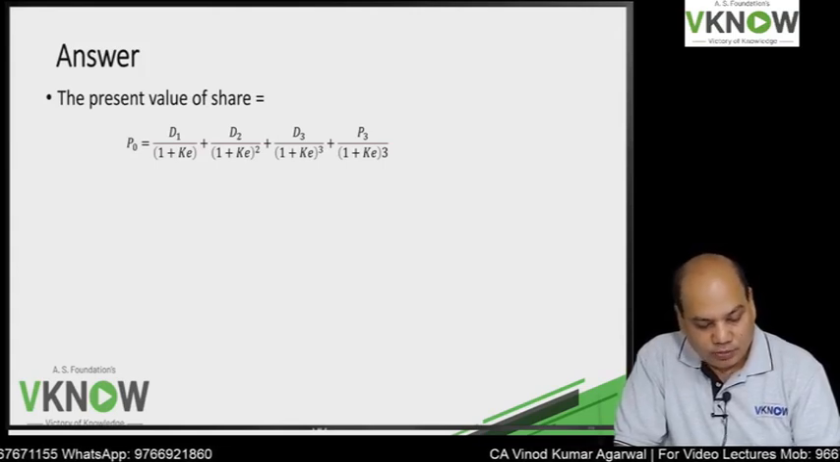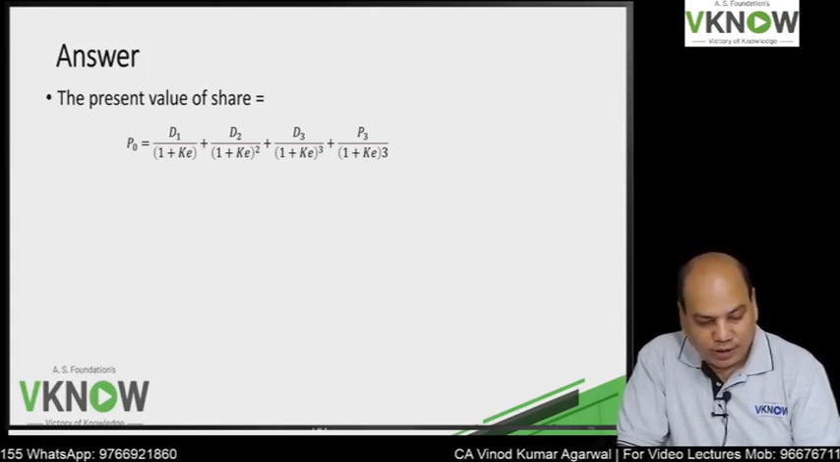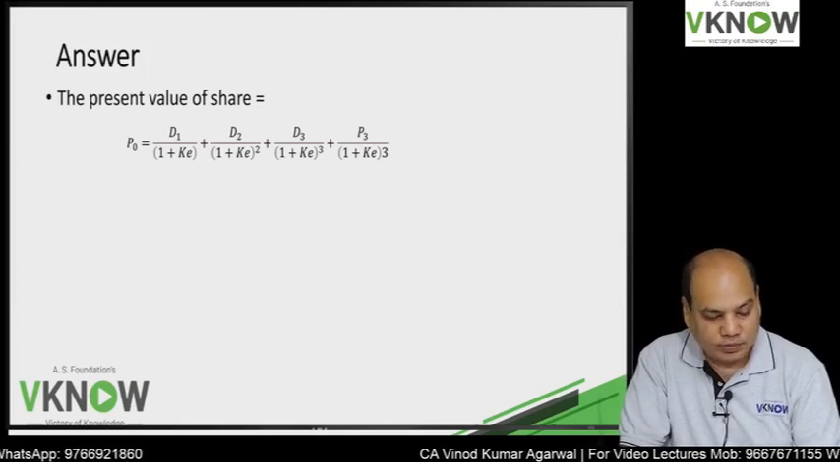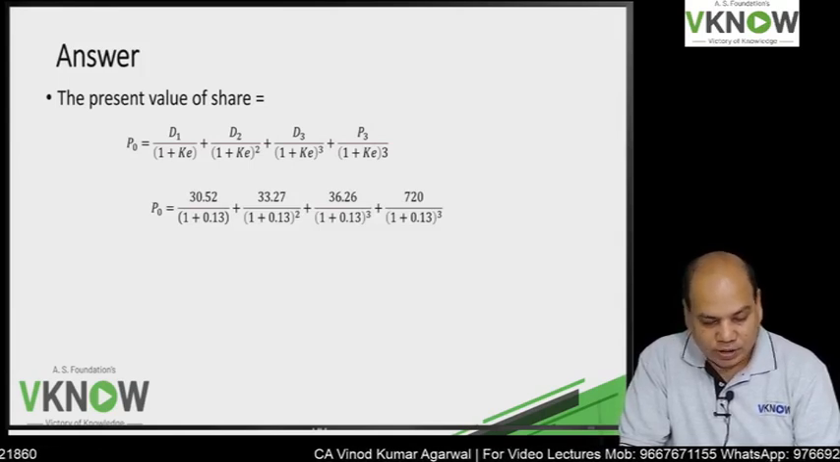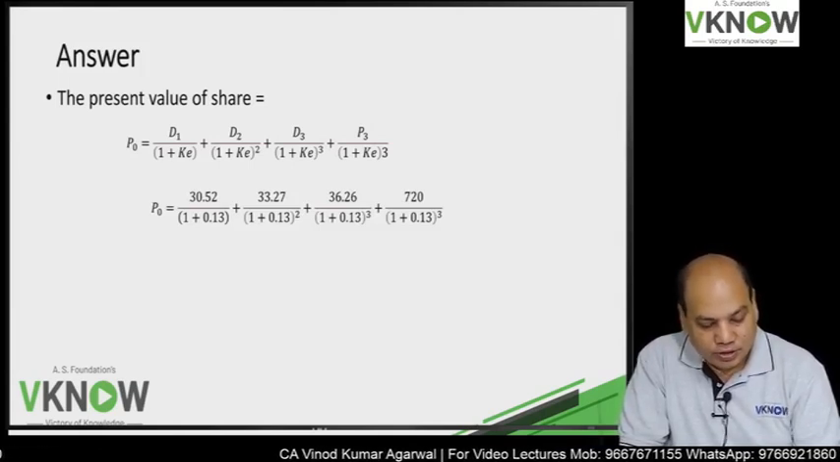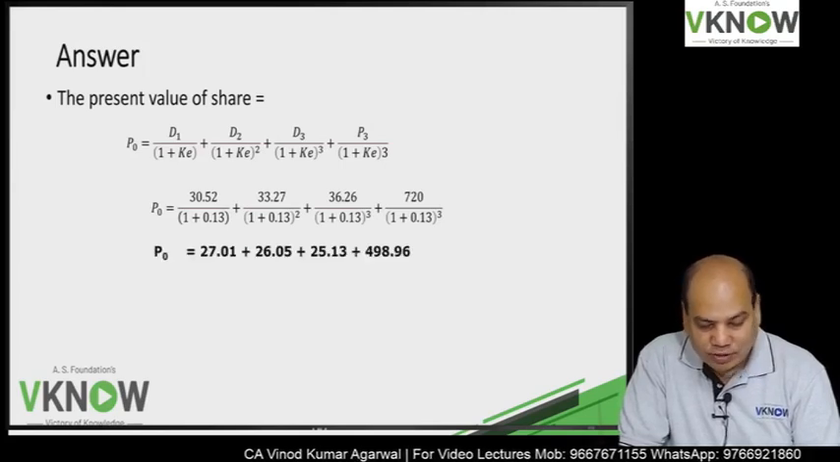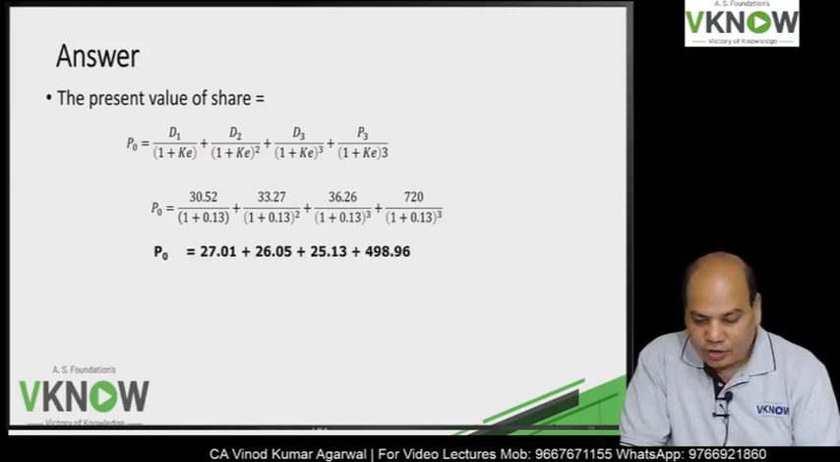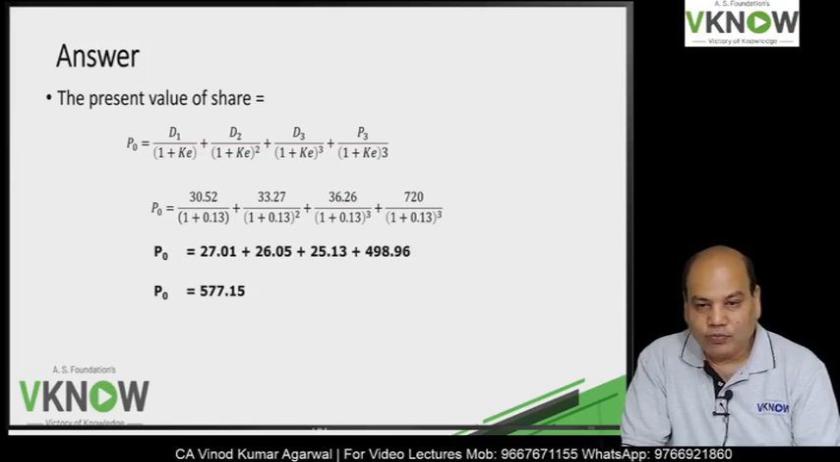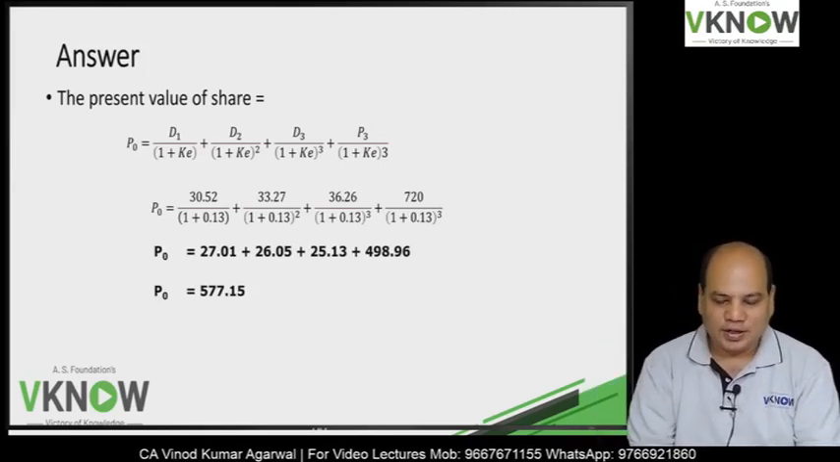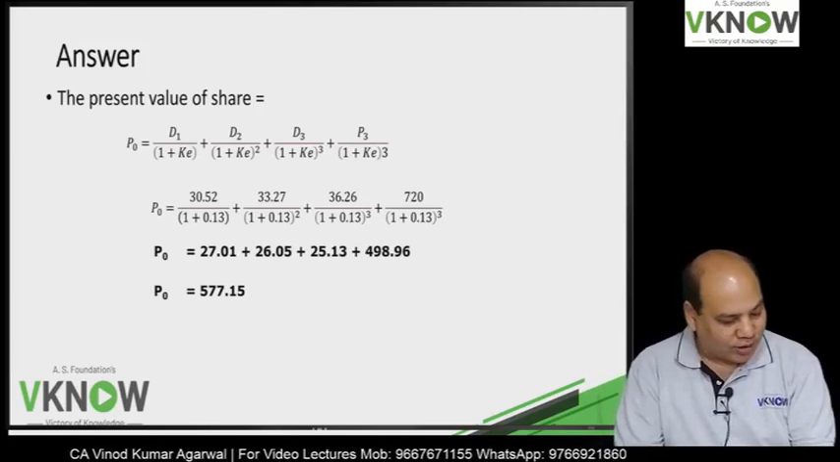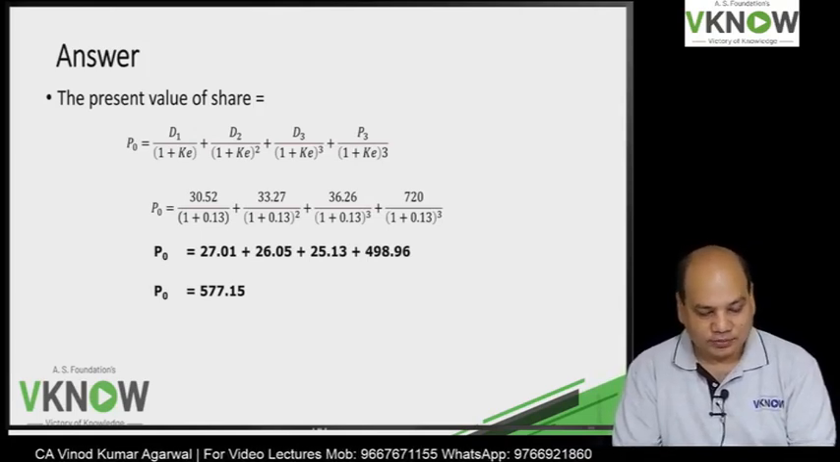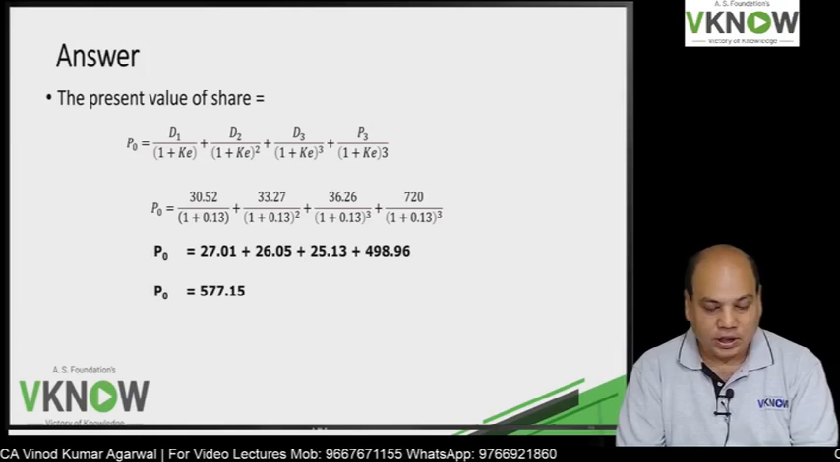Anybody wants to reply? One student has already replied 577.15. Rishabh, let me also check. These are the three dividends and 720 is the price. Students are requested to solve. Preeti, 577. Very good. 577.15 is the right answer. Amazing. So you got 2 marks for this much effort. Now those who have done can try the second part.